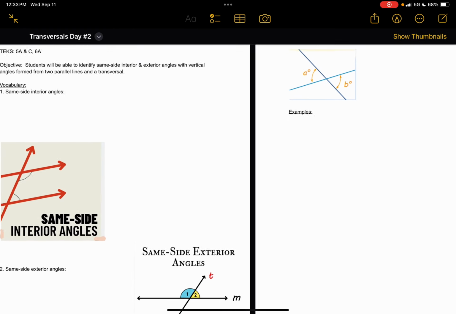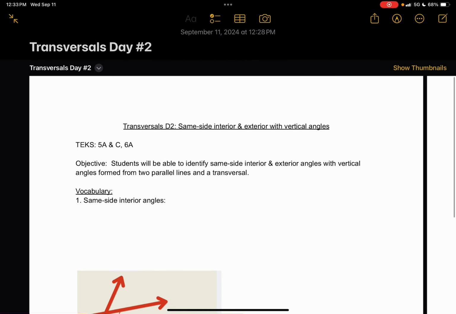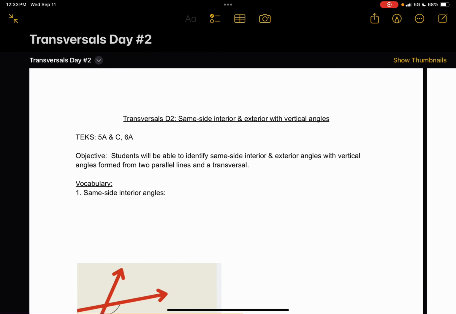All right, guys, this is going to be transversals day 2. So let's start at the top. Again, TEKs are 5A and C 6A, and this time our objective is that you're going to be able to identify same side interior and exterior angles along with vertical angles.